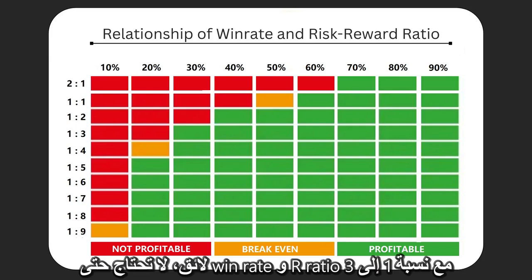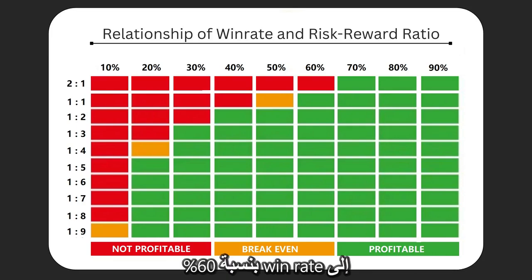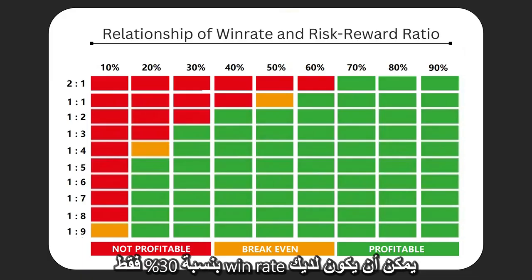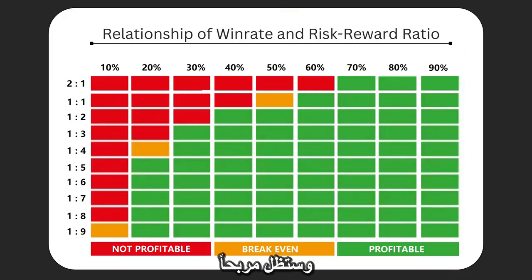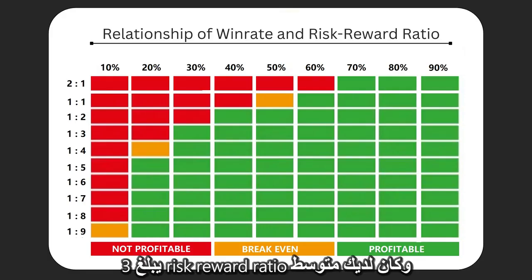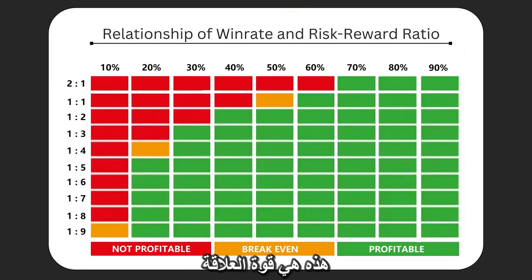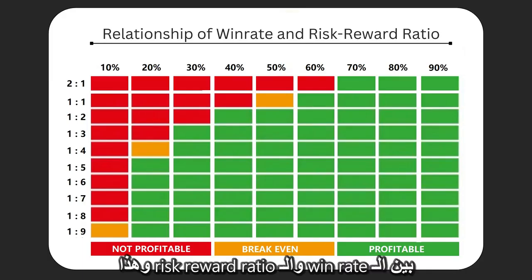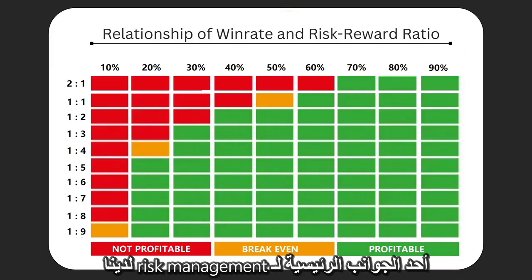You don't even need a win rate of 60%. You can have a win rate of even just 30%, and you'll still be profitable if you stick to that system, consistently follow it with discipline, and you have an average risk to reward ratio of 3R, right? That is the power of the relationship between win rate and risk to reward ratio, and that is one of the main aspects of our risk management plan.